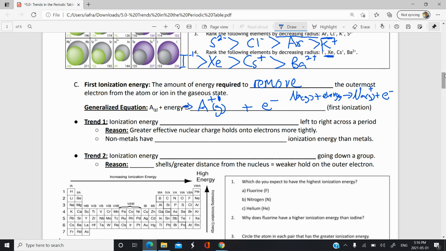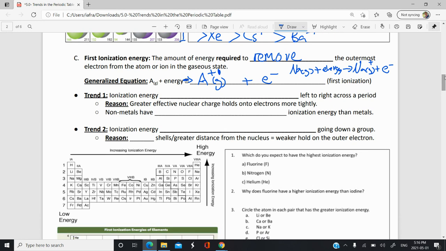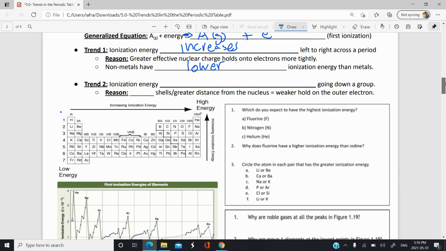One of the trends that we saw for ionization energy is that going from left to right, the ionization energy tends to increase. We saw that that was because there's a greater effective nuclear charge towards the right. There's more protons to hold the electrons down, so it takes more energy to rip the electron away. Nonmetals, as a result of that, since they're towards the right side and have a lower effective nuclear charge than the metals, will have a lower ionization energy than metals. So it's easier to rip away electrons from nonmetals.